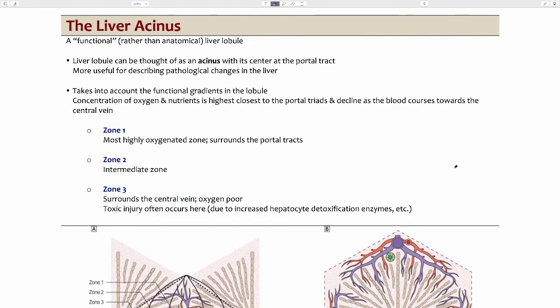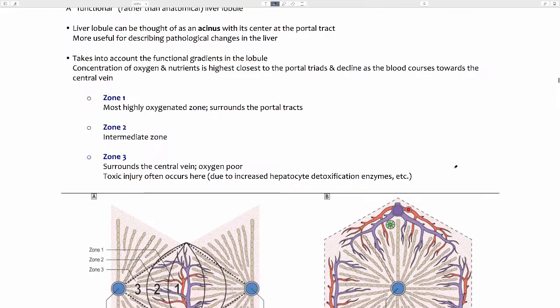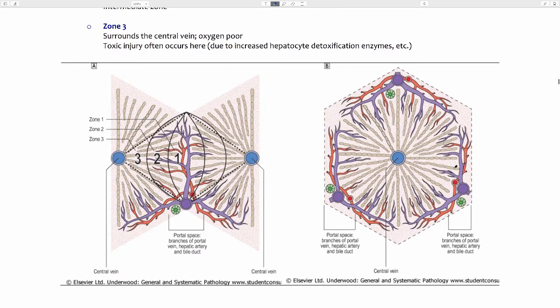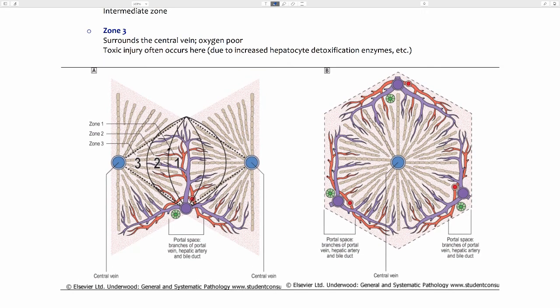I've already talked about the liver acinus concept. So that has to do with the blood flow and the concentration of nutrients. So here we have the central veins, here we have a portal triad, and we can divide the lobule here into regions 1, 2, and 3 based on oxygenation and nutrient levels that it receives. Zone 3 is often where toxic injury occurs because the blood flow, nutrient flow, and so on will be much less here.